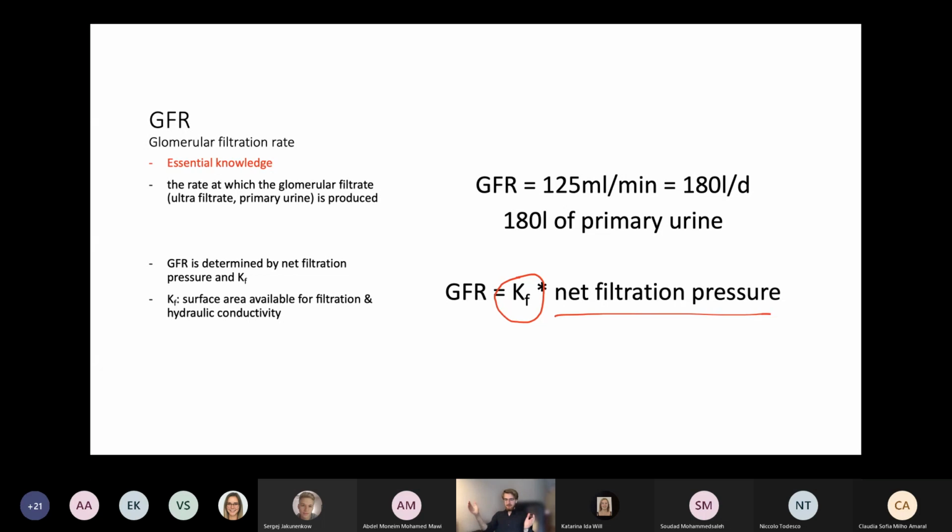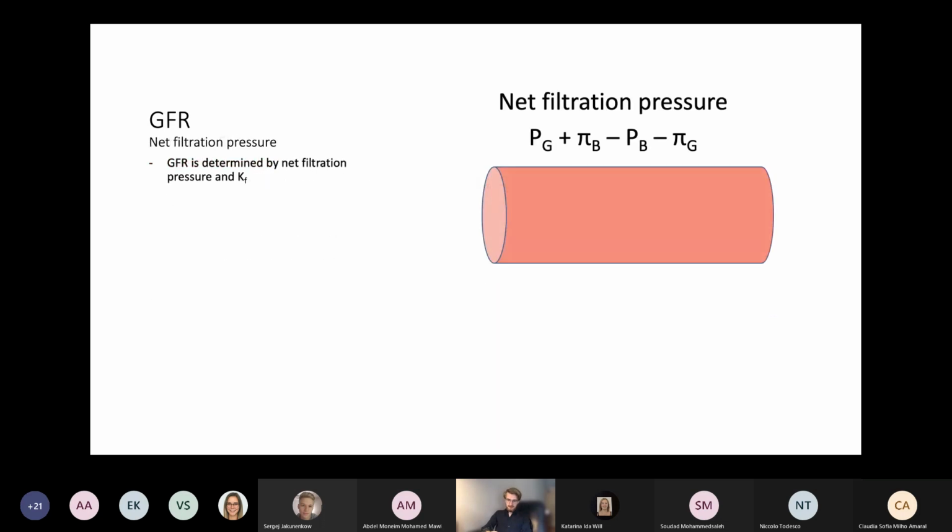If we have a large surface area available and our capillaries are well permeable, that means we will have a high rate of filtration going on. Similarly, if we have a high net filtration pressure, our glomerular filtration rate is going to increase. Now, how does net filtration pressure work? I'll try to illustrate it in this diagram over here.